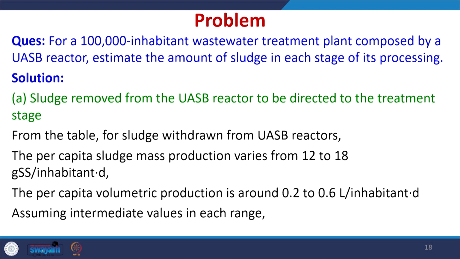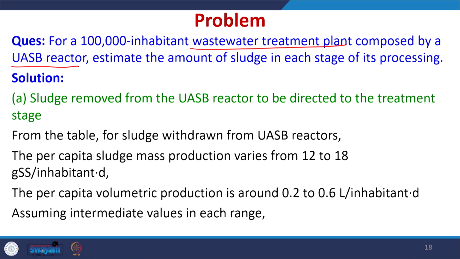Now, let us try to solve one problem related to the tables that we have used till now. The question is given that for a 1 lakh inhabitant wastewater treatment plant, we are making a wastewater treatment plant which is composed of a UASB reactor. So, estimate the amount of sludge that will be produced in each stage of its processing. This is the data that is given. Now, we can calculate this using the table that we have seen earlier.